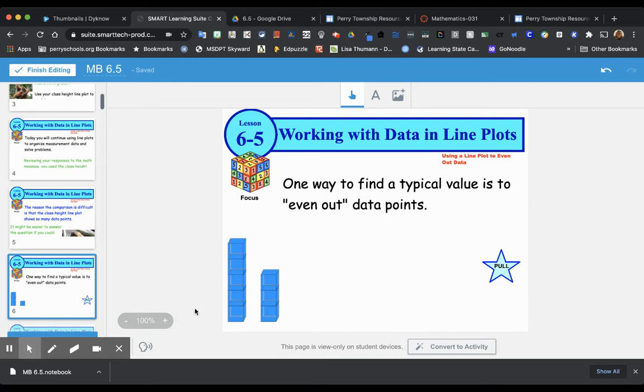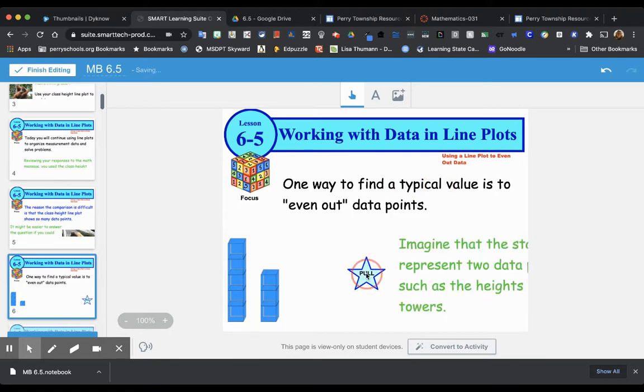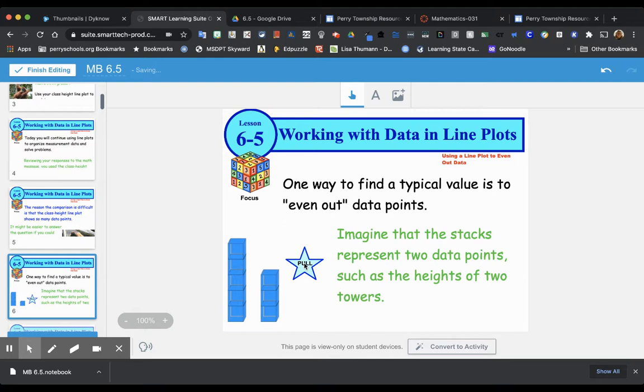So say that these two sticks of cubes represented data we collected. We see in this first one, we've got 1, 2, 3, 4, 5. And then the second we have 1, 2, 3. So if we wanted to find the typical value or the average, we could even it out. Imagine that these represent those 2 data points and the heights of 2 towers. If we even them out, what would we do here? This one's got 5, this one's got 3.